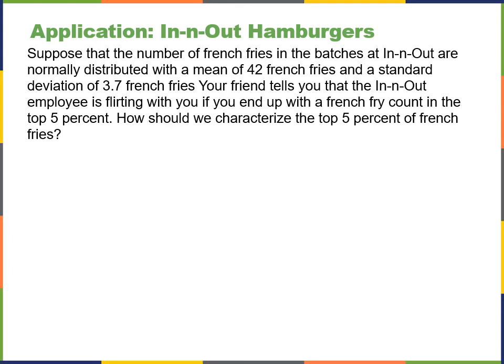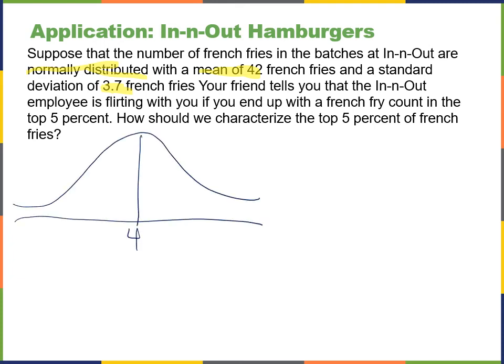So we're looking at the number of fries in a batch of fries. Let's say a large fry, whatever. But what do we know? They're normally distributed with a mean of 42 fries with a standard deviation of 3.7 fries. Because you don't get the same amount of fries every single time. So right away I'm going to do this. Normally distributed, mean of 42, standard deviation of 3.7. Okay. So then, let's read the rest of it.